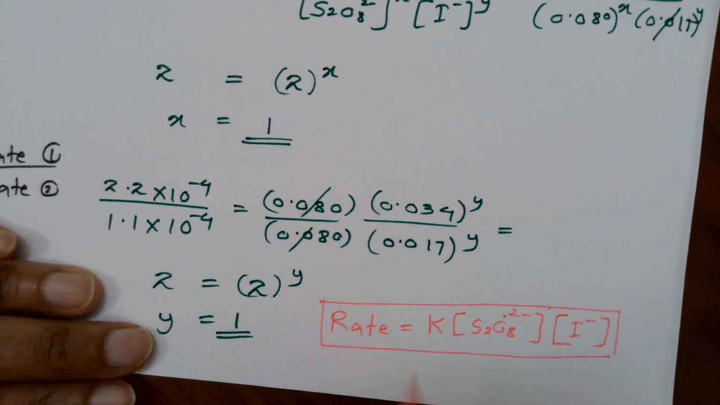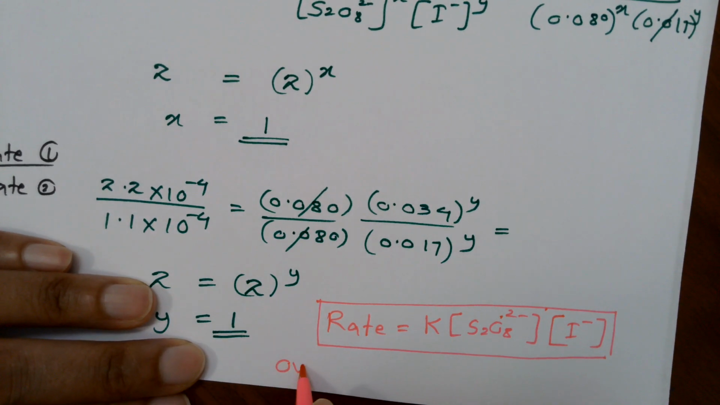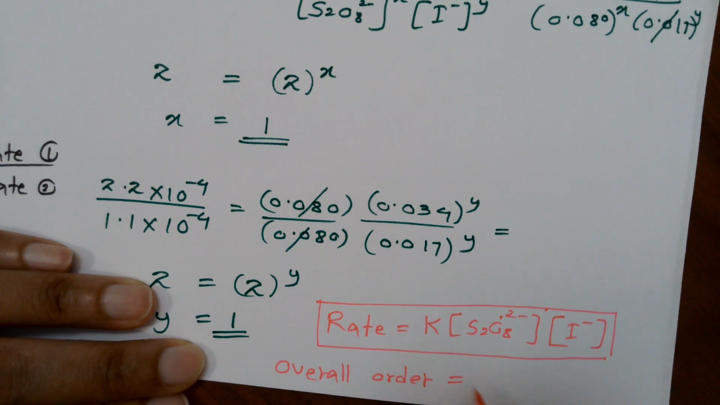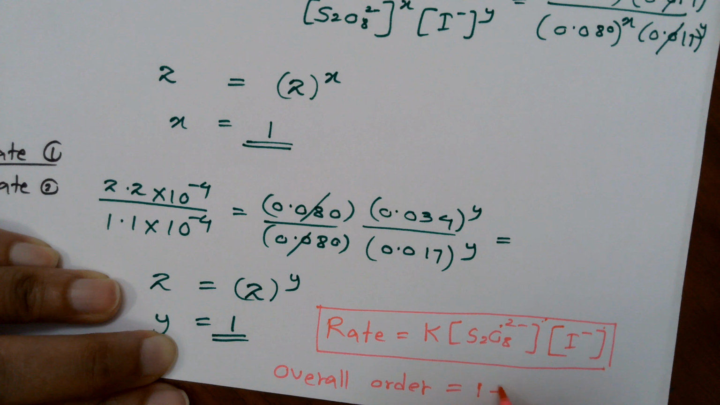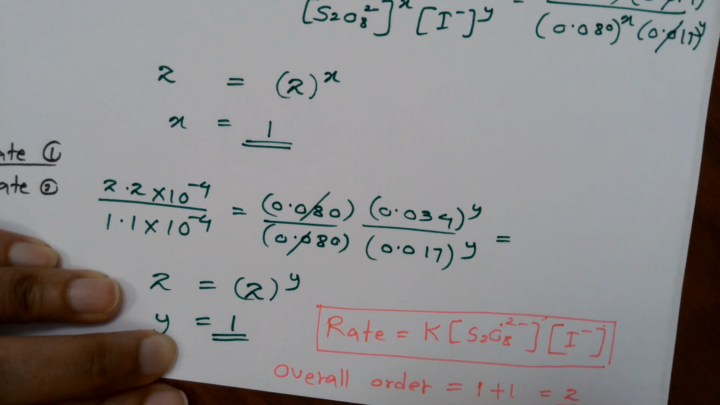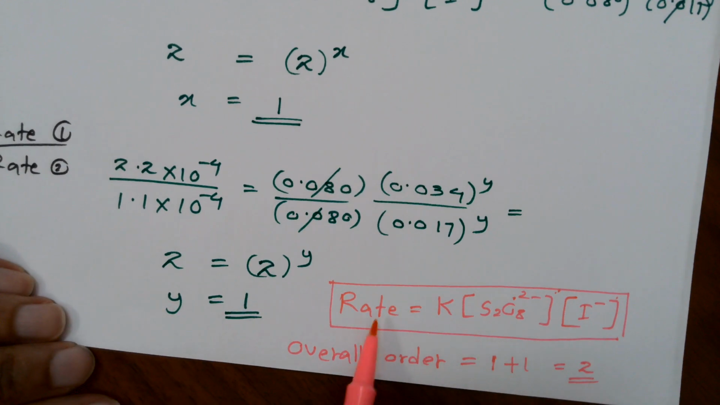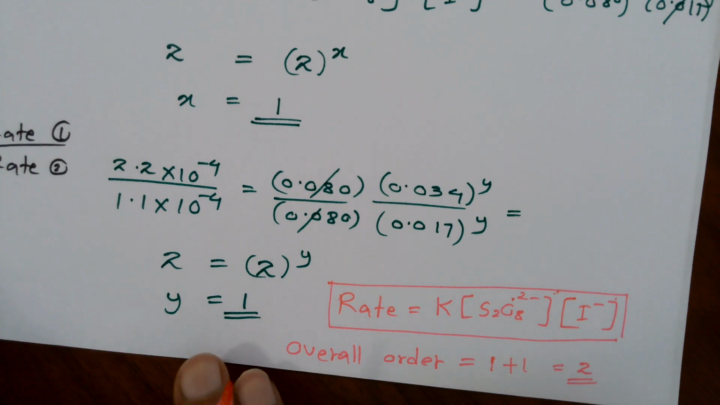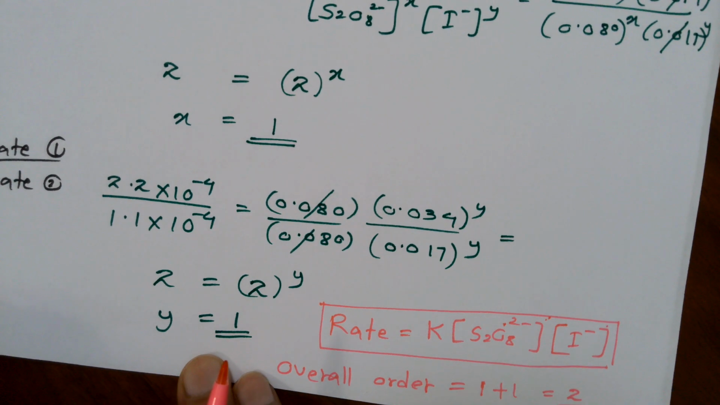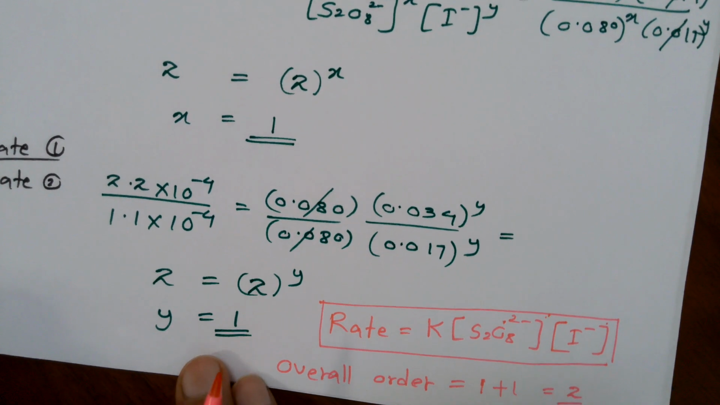Now what is the overall order for this chemical reaction? For the overall order, we need to add the two orders together. So this is 1 plus 1, and 1 plus 1 is 2. So overall it is a second order chemical reaction, but in terms of S2O8 it is first order, and in terms of I minus first order, overall second order. I hope you will understand how to find out the rate law. Let's go and substitute the values to find out the rate constant.